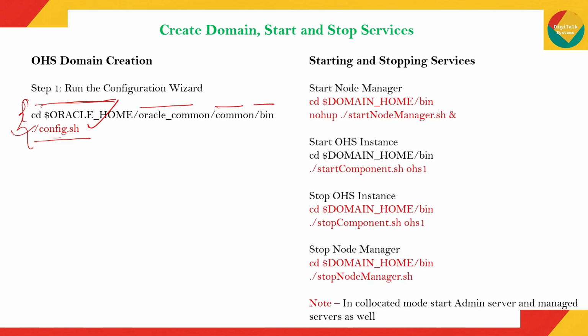Now, specifically when we talk about starting and stopping the services from the command line, you will have the same process. First you start your node manager. Second, you can start your OHS instance, and for the OHS instance, as I said, we have the command startComponent.sh, and cmd in Windows, and then we need to give the instance name. This is the OHS instance name that we configure when we create the OHS domain. Similarly, to stop, we have the script stopComponent.sh and then stopNodeManager.sh, which is the script to stop your node manager.